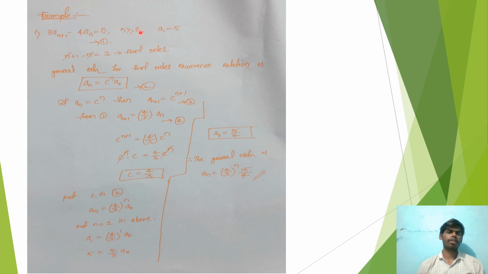Here a1 is given as 5, so we take the n is equal to 1 condition and put n is equal to 1 in the above equation, so that a1 is equal to 4 by 3 to the power of 1 into a naught. So a1 is equal to 5. By substituting this, we get a naught is equal to 15 by 4, and this a naught will be substituted in equation 2. So the general solution is an is equal to 4 by 3 to the power of n into 15 by 4. This is about the first order linear homogeneous equation.